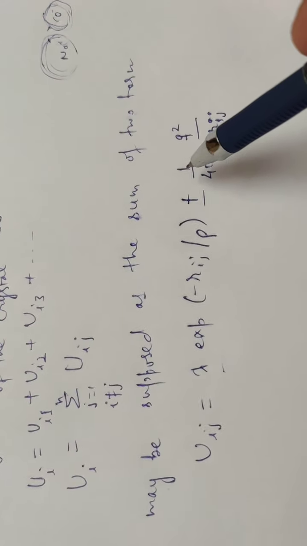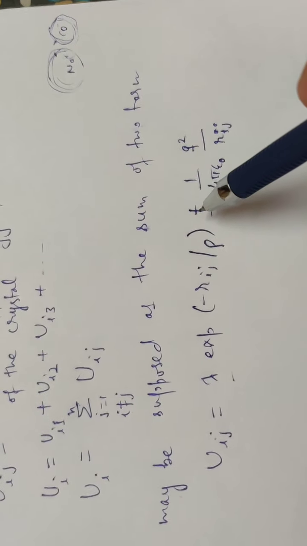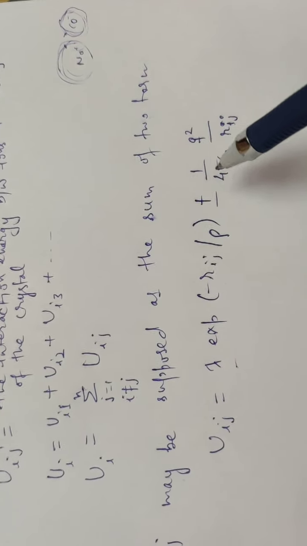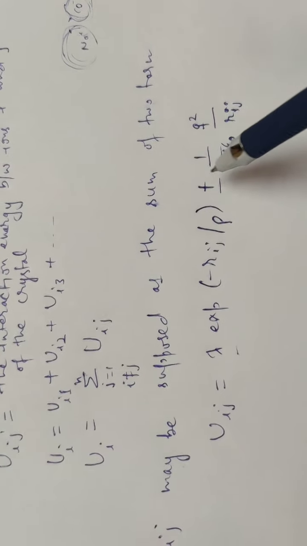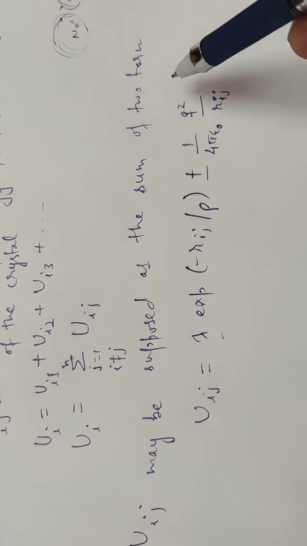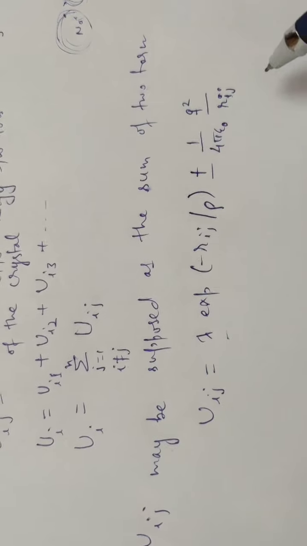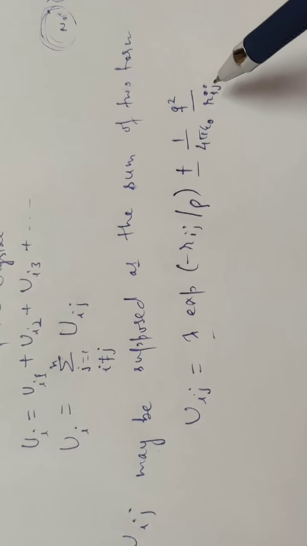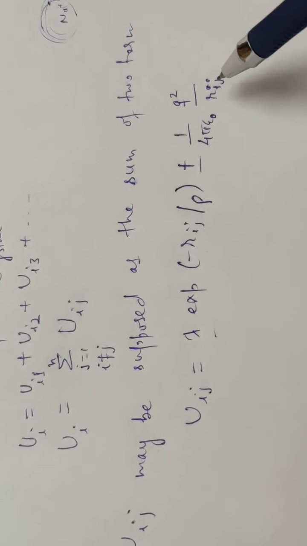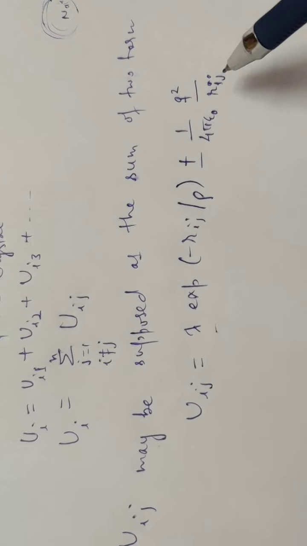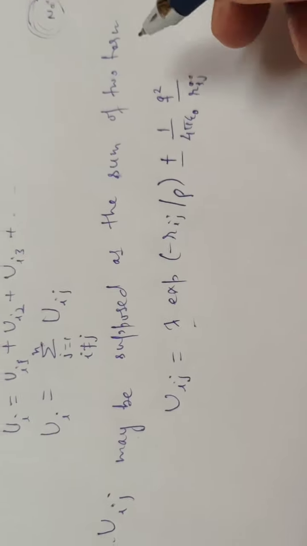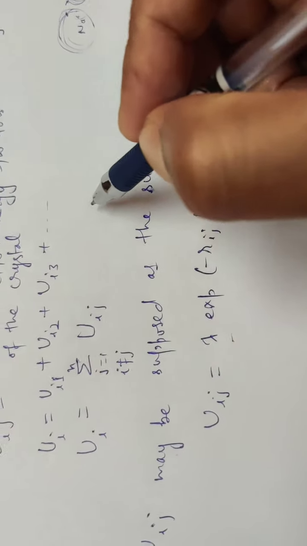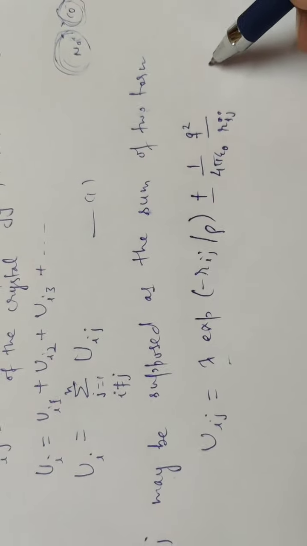This is the Coulomb attraction term, the plus term will represent repulsion, and a negative term will represent attraction. This is the Coulomb potential energy, and here Rij is the distance between the ith and jth atom, and q is the charge on each ion. Let us consider this as equation 1, and this as equation 2.